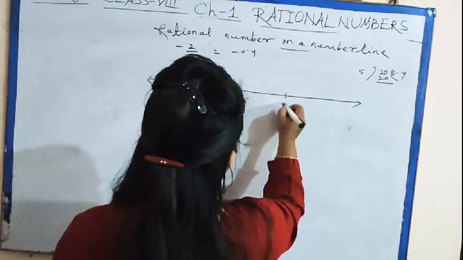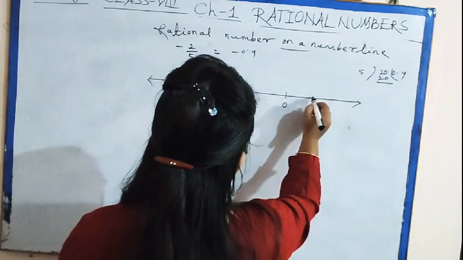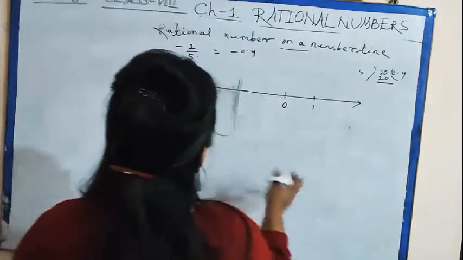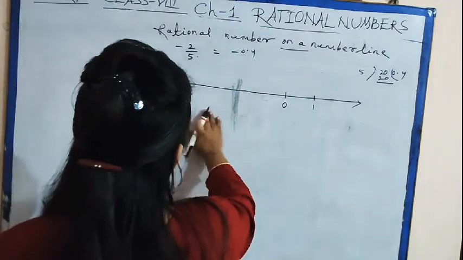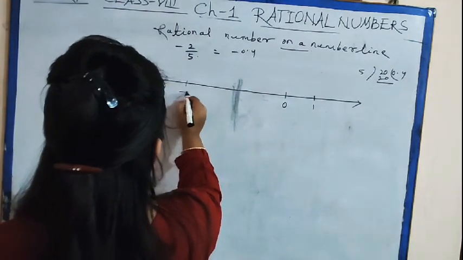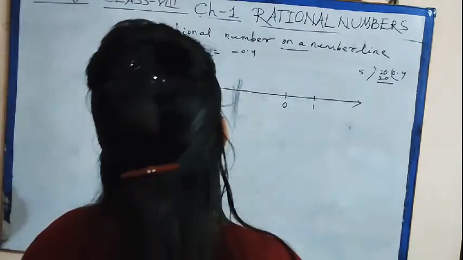So I will represent it. See, suppose this is 0 and this is 1, and this side is all negative numbers. So I will put minus 1 here.